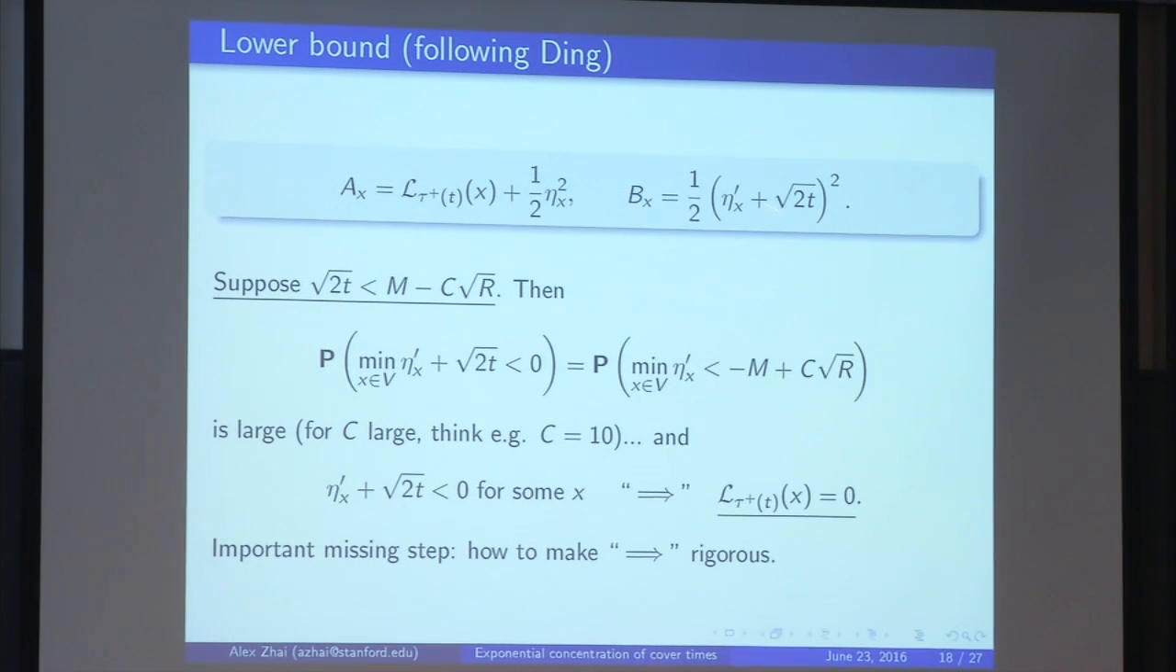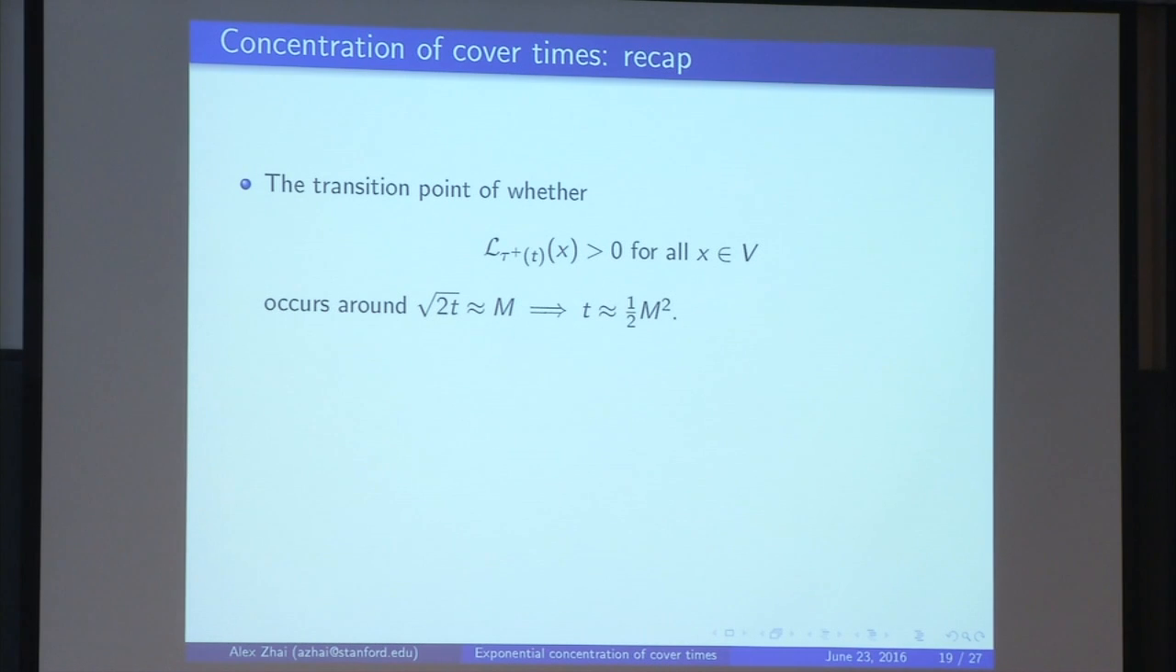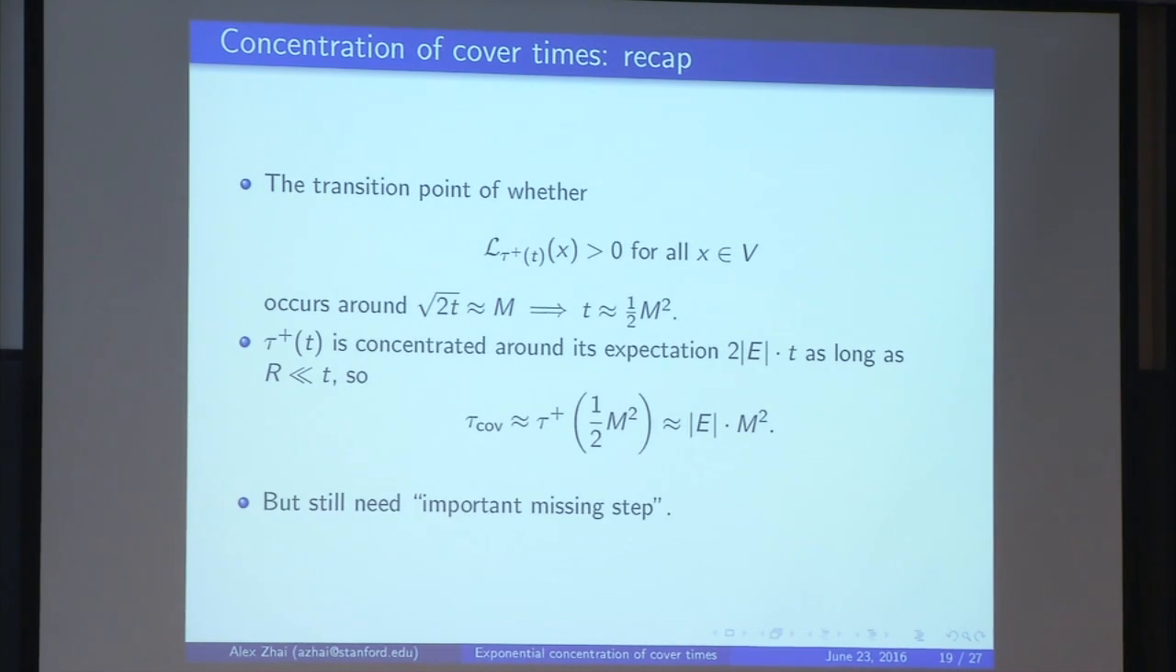I mean, there's sort of an arbitrariness in the coupling because of this square, but anyway, Ding was able to prove this for trees, but not for general graphs. So at the end here, I'm going to talk about how to actually prove this for general graphs. Okay, so this is just a recap of what I was saying in this part.